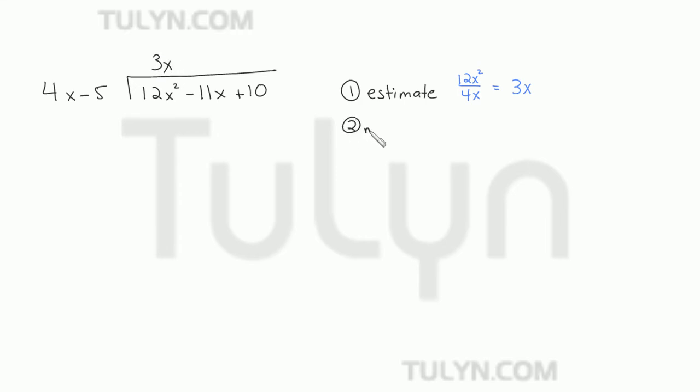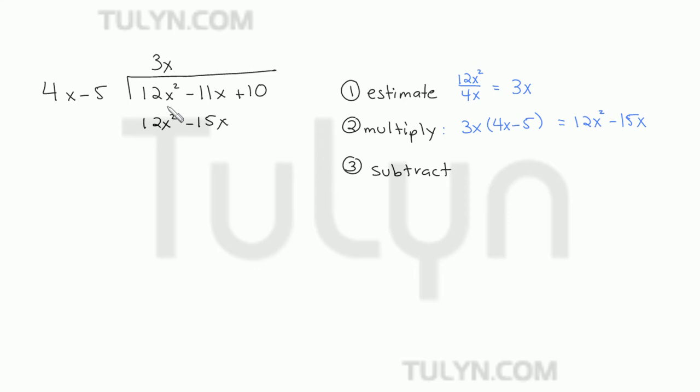The second step is to multiply, and in this case we want to multiply 3x by the terms on the outside, 4x minus 5. So 3x times 4x minus 5 is 12x squared minus 15x. So we want to write that right under these terms: 12x squared minus 15x.